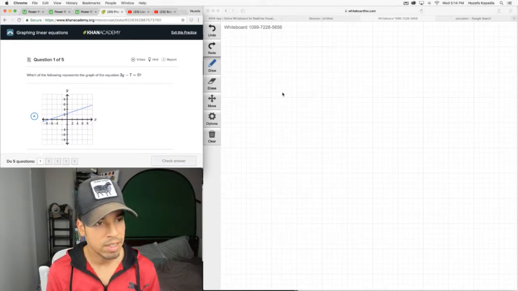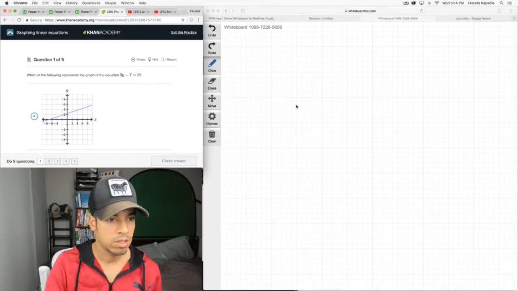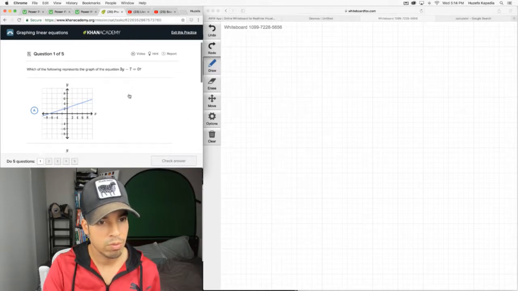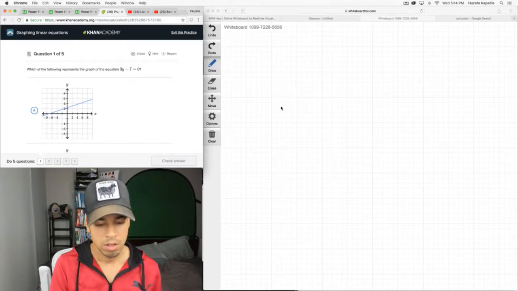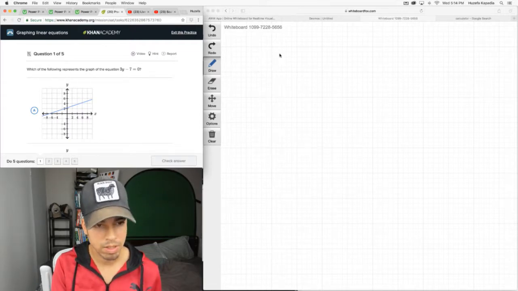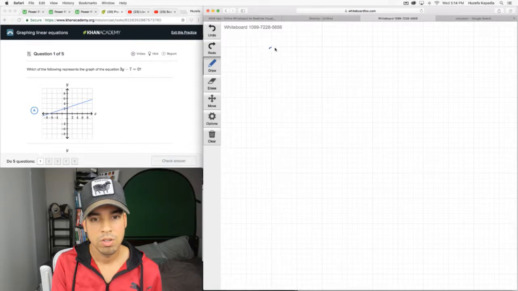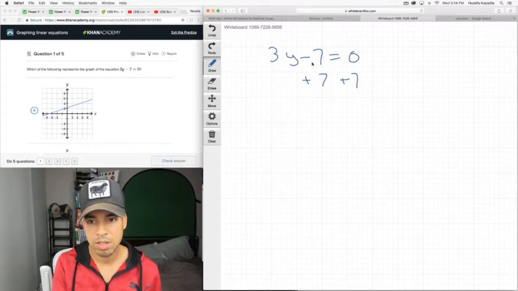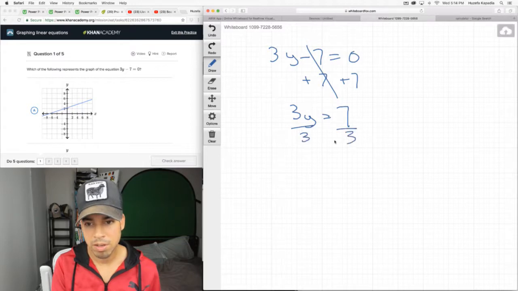All right, so graphing linear equations. So it says, which of the following represents the graph of 3y minus 7 equals 0? The easiest thing to do in these situations where you're trying to identify a graph is immediately put this into slope-intercept form, which in the simplest sense of the operation is to isolate y. First I'm going to add 7 to both sides, inverse operations. Now we've got 3y equals 7. Let's divide by 3, divide by 3, and get y equals 7/3.